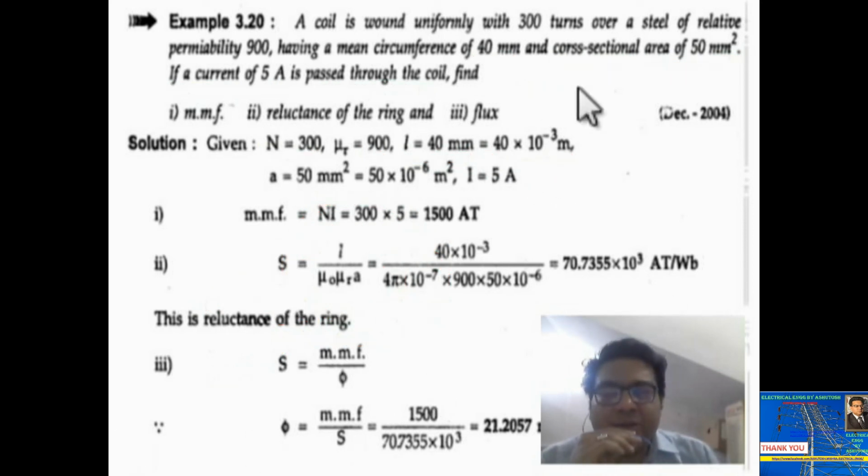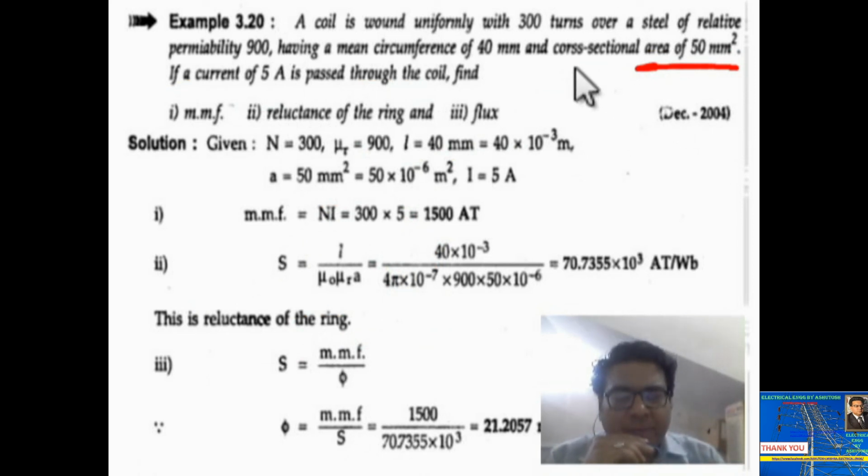Then the cross-sectional area is given as 50 millimeter square, already given here. The cross-sectional area of the circular steel ring is capital A equal to 50 millimeter square. Again convert it into meter square, so it is multiplied by 10 to the power minus 3 squared. So it becomes 50 into 10 to the power minus 6 meter square. And how much current is passing in the windings? I is equal to 5 ampere.